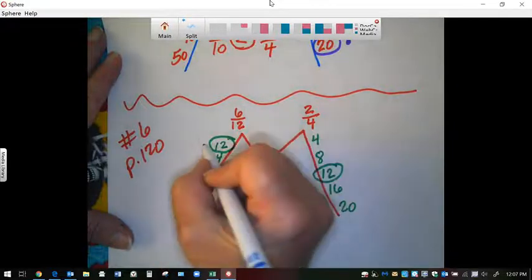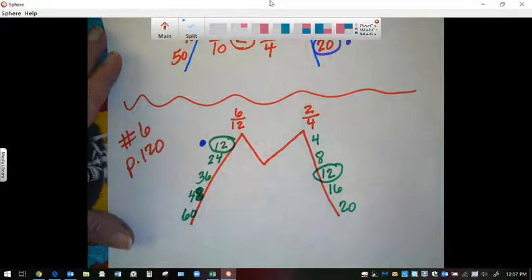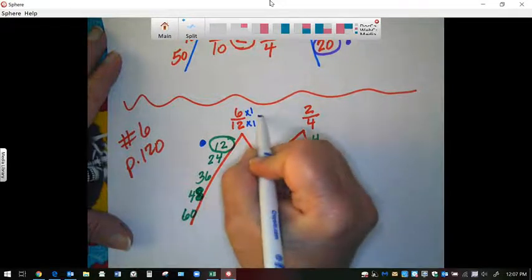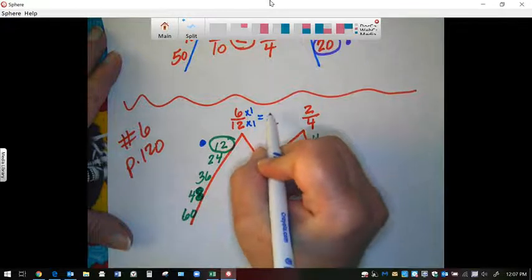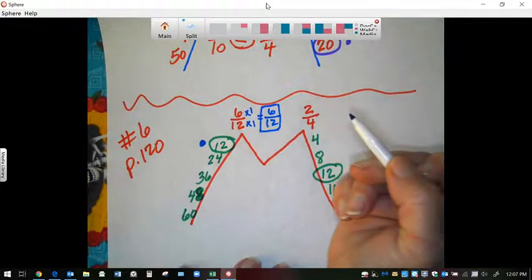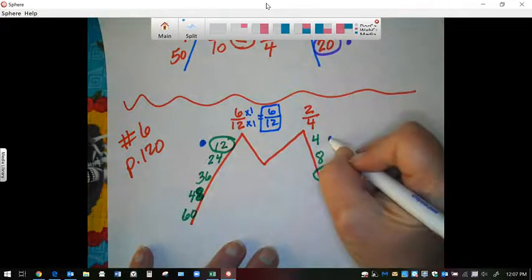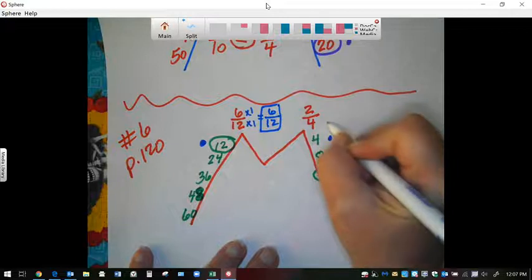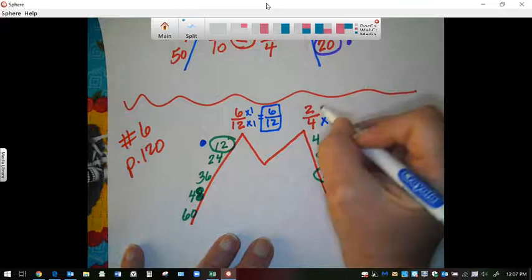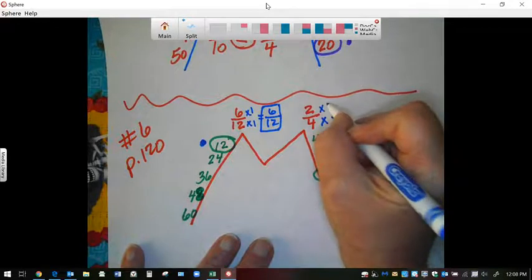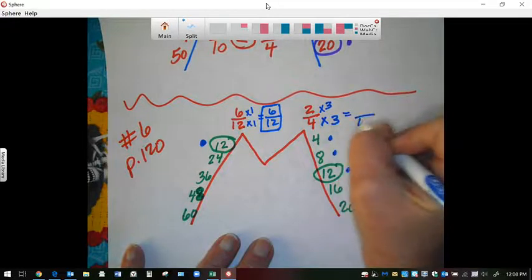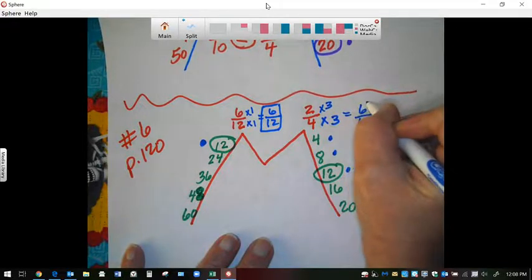We're going to look to see how many multiples did we use to get to it. On this one, we used 1. So what you do to the bottom, you do to the top. 12 times 1 is 12. 6 times 1 is 6. And if you notice, it stayed the same because we only multiplied it times 1. Then 1, 2, 3. It took us 3 multiples, so we're going to do times 3. What you do to the bottom, you do to the top. And 4 times 3 is 12. 2 times 3 is 6.